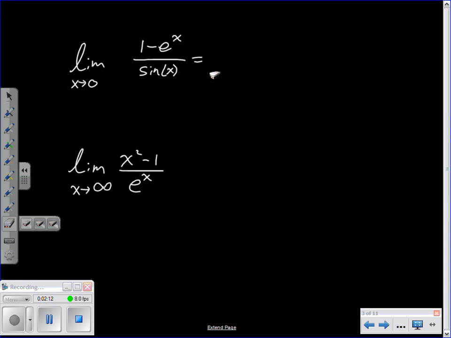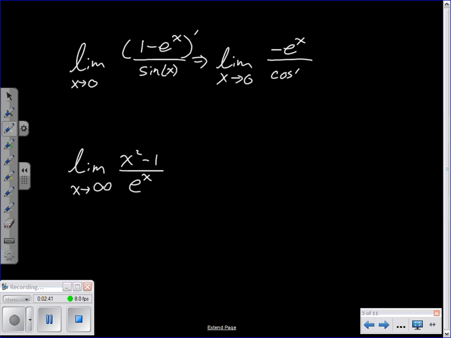So I want to use L'Hopital's rule, which means I'm going to take the derivative of what's in the numerator and what's in the denominator. This gives me the limit as x approaches 0. Instead of 1 minus e to the x, I'm taking the derivative of that, using this kind of crude notation. This gives me negative e to the x in the numerator. In the denominator, I know that the derivative of sine x is cosine x.